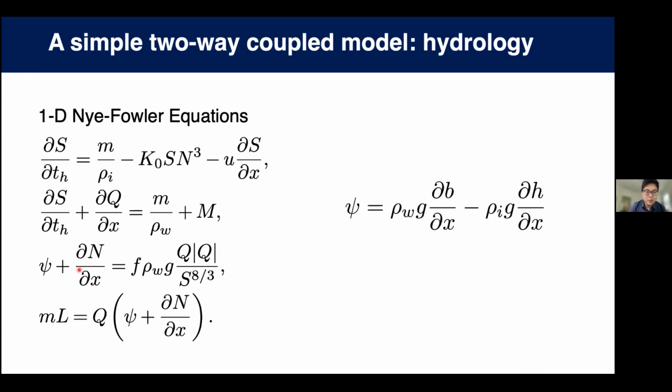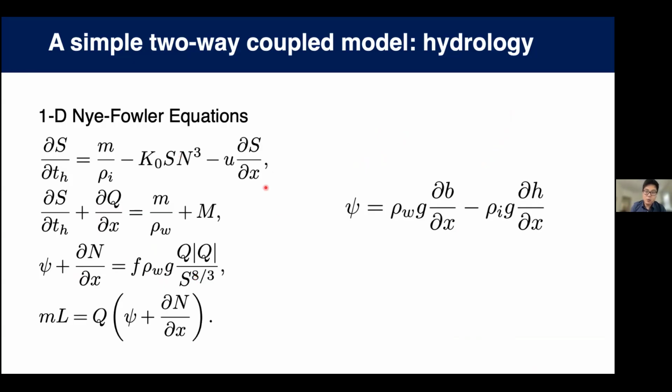This third equation, it's essentially a momentum balance for the hydrology. So it describes the total hydraulic potential, which is psi plus dN/dx, that's required to send the water flowing at a rate Q through channel cross-sectional area S. This is derived from a formulation of Manning's equation, which describes turbulent flow in a semicircular pipe, which is what this channel is treated as.